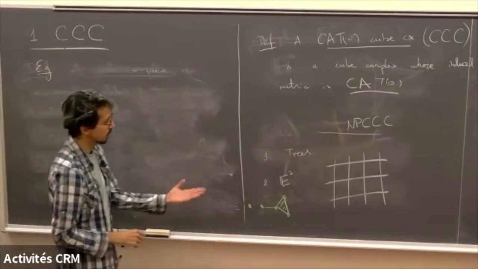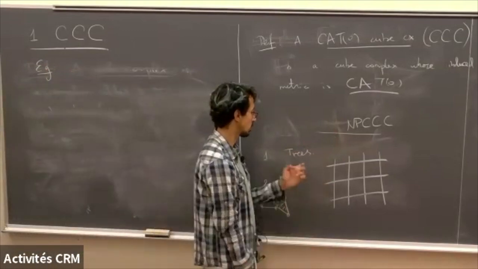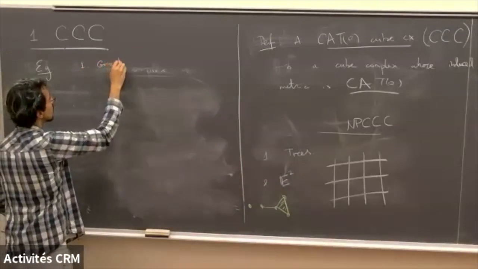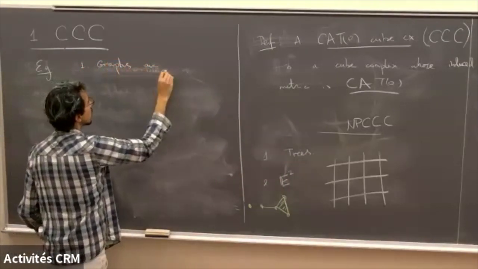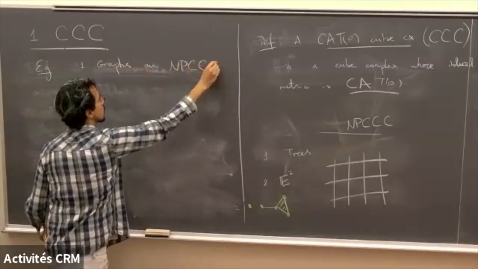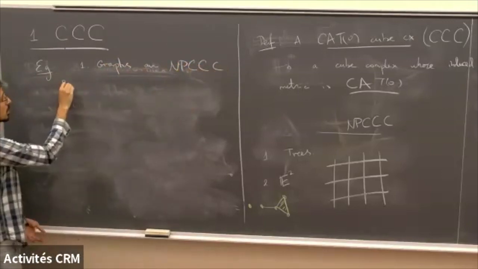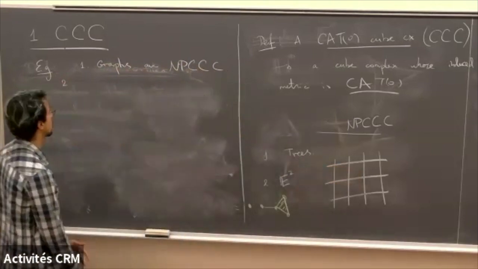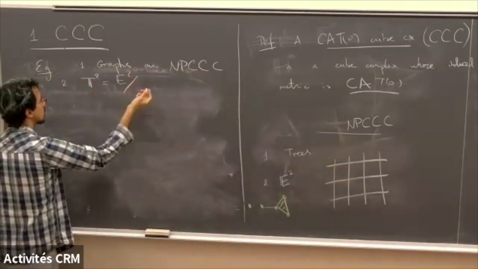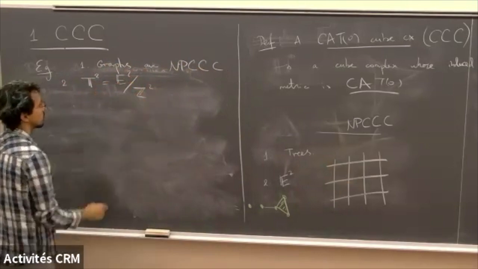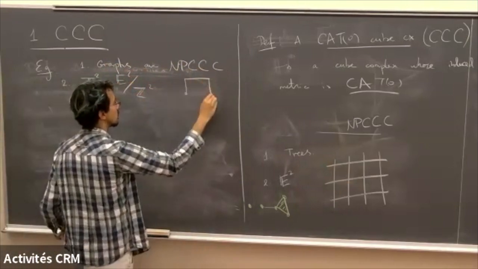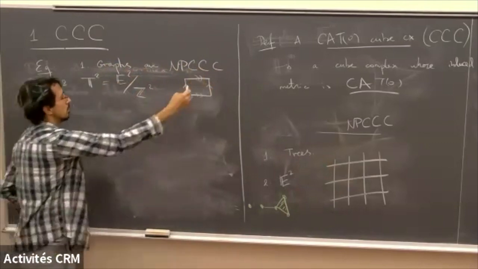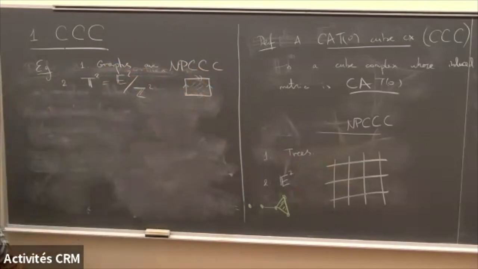So maybe also if you take a quotient of such a thing, so for instance, graphs are non-positively curved cube complexes. If I take a quotient of this guy, so for instance, a torus, let's say squared, so it's this cube complex. This is non-positively curved.